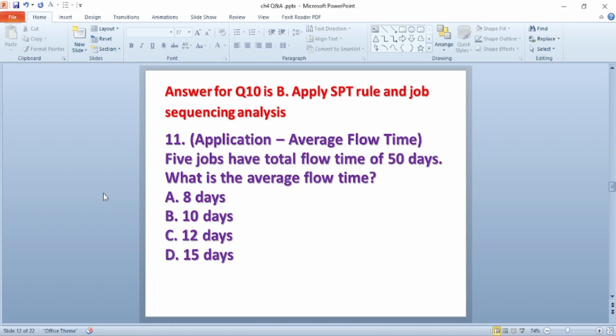Question number 11. 5 jobs have total flow time of 50 days. What is the average flow time? So here the jobs are 5 and the total flow time is 50 days. 50 days divided by 5 is 10. The answer is B.